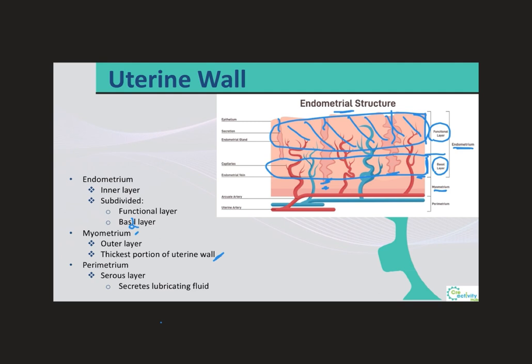Now, we do have another layer which is called the perimetrium, which is the outer serous layer of the uterus. And this serous layer will secrete a lubricating fluid that will help to reduce friction. Now, the perimetrium is also part of the peritoneum that covers some of the organs of the pelvis. But the 2 main layers of the uterine wall will be the endometrium and the myometrium, being that the functional layer, which is the one that takes the biggest part of the uterine cycle, is present in the endometrium.